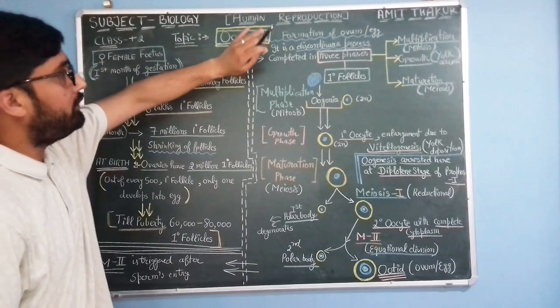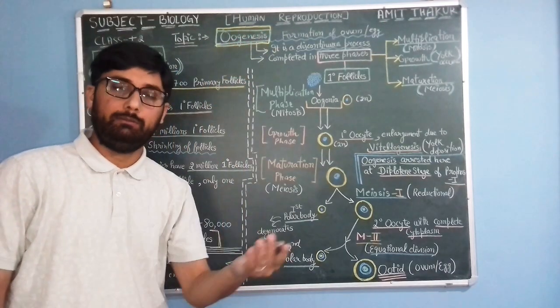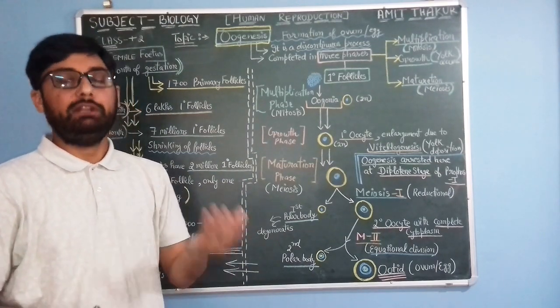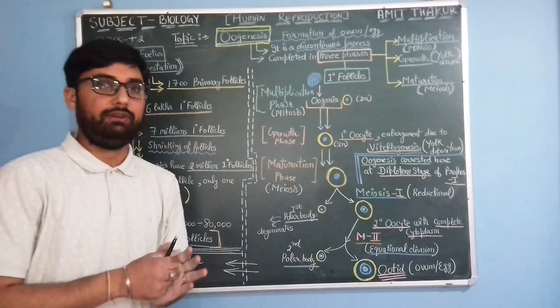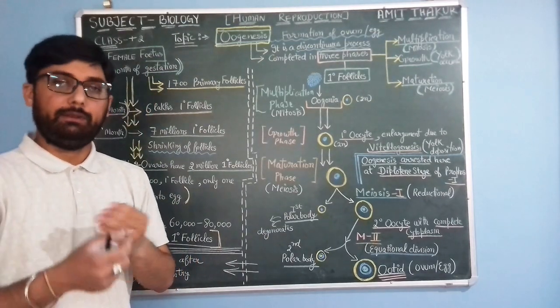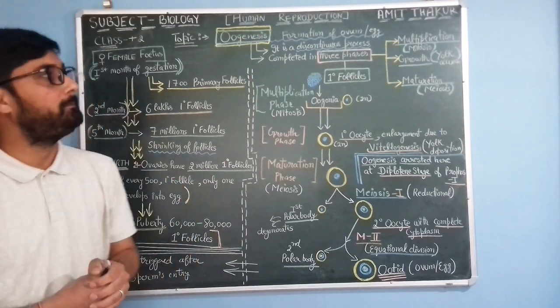And the process of oogenesis, or the formation of an ovum or egg, takes place in three phases: multiplication phase, growth phase, and maturation phase, as we have studied in the case of spermatogenesis.